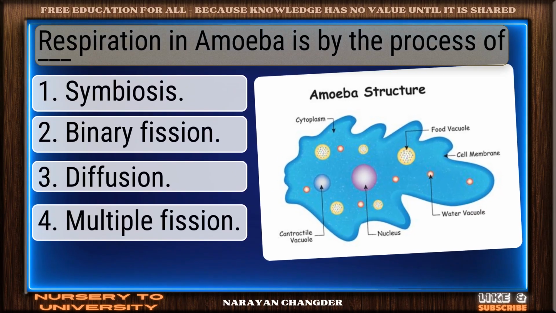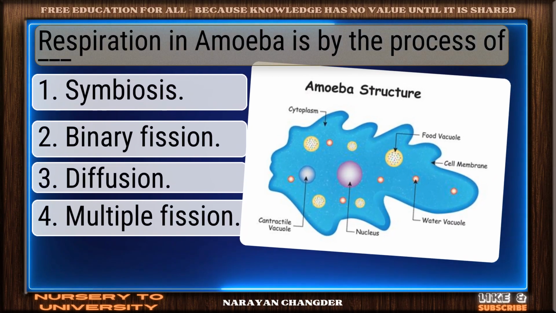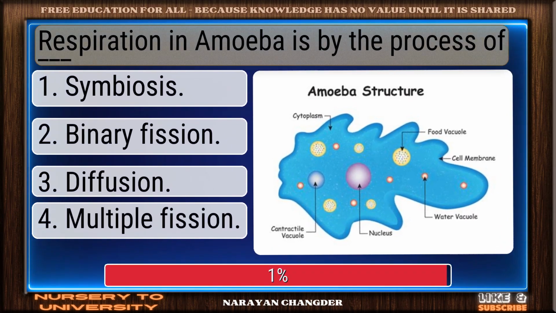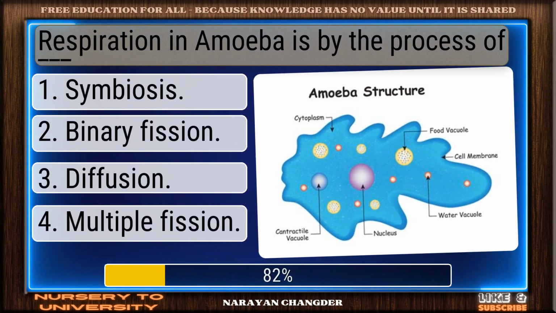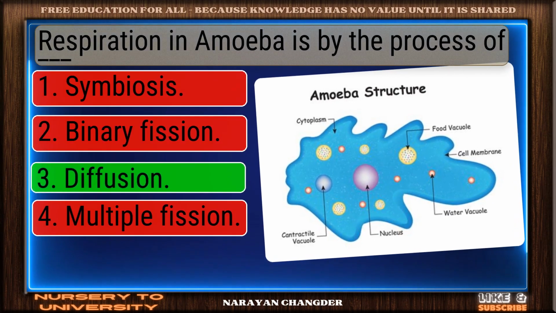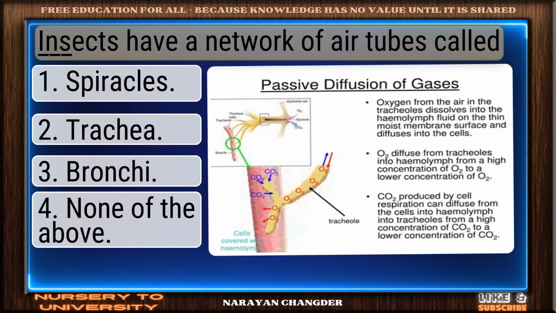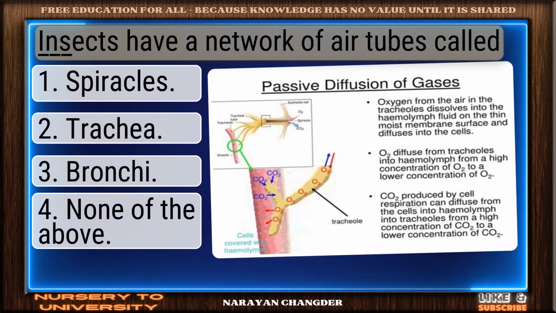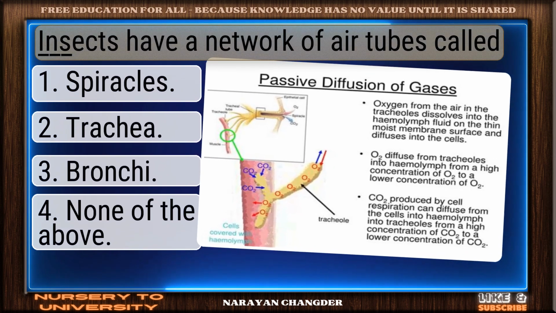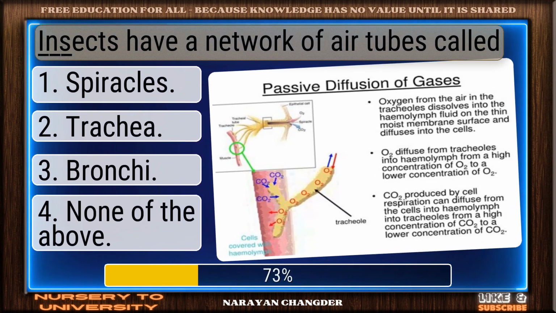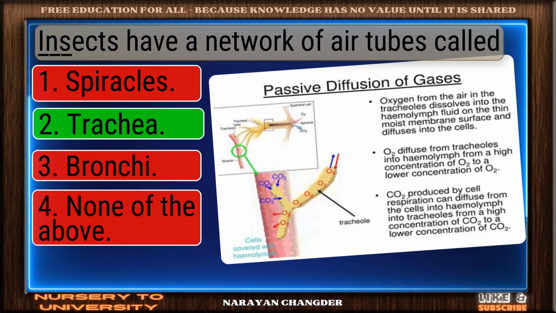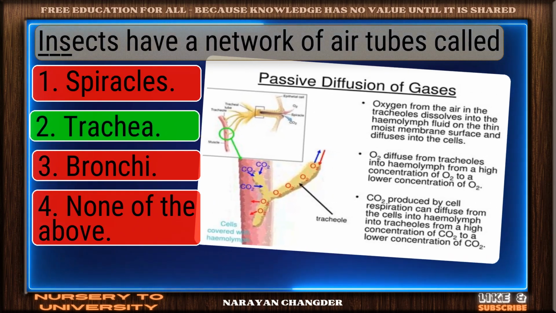Question number 5. Respiration in amoeba is by the process of dash. Good thinking. Diffusion is the right answer. Question number 6. Insects have a network of air tubes called dash. Well picked. Trachea is the correct answer.